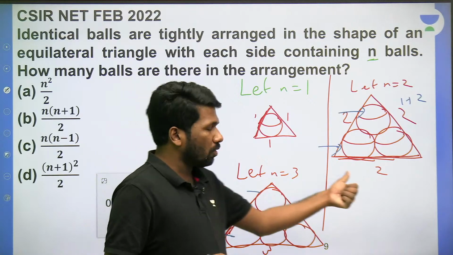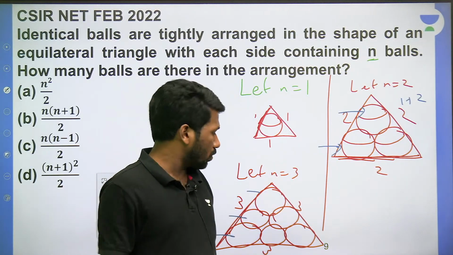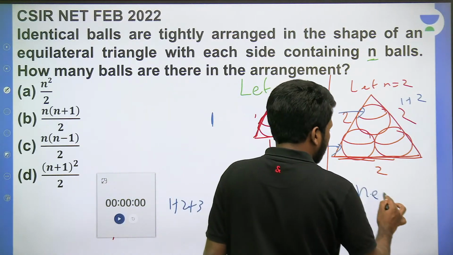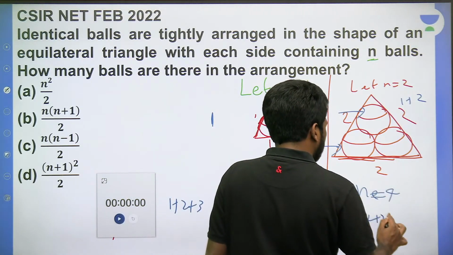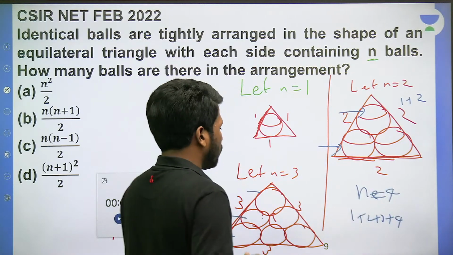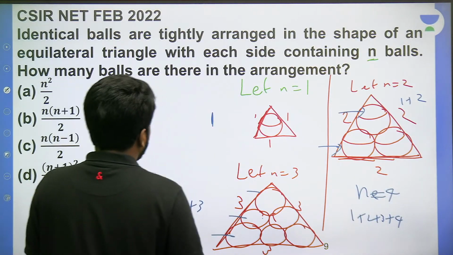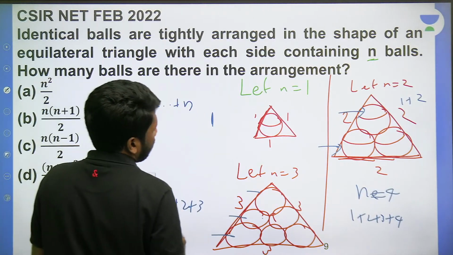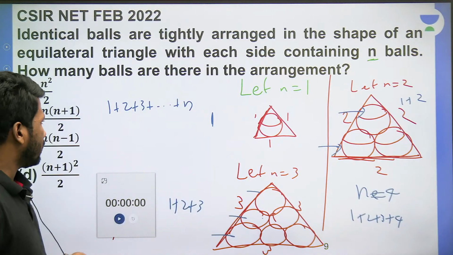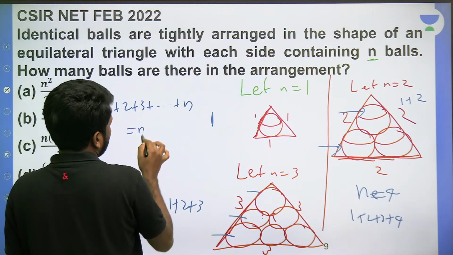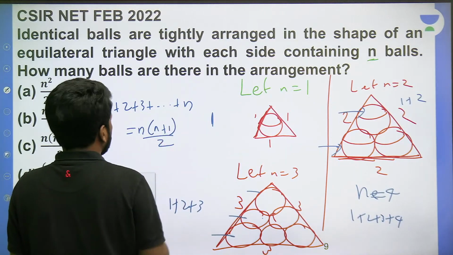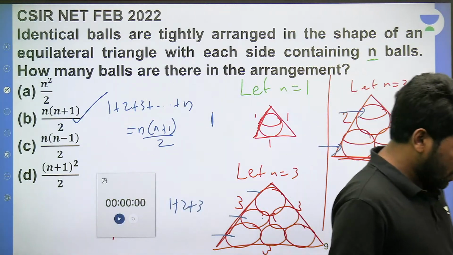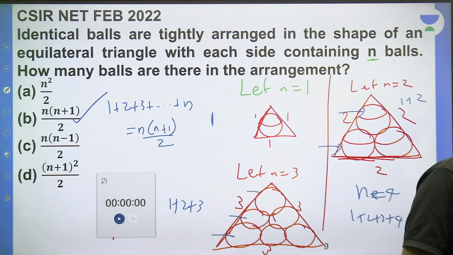So in the case of n equals 4, that means every side having 4 balls, definitely it will be 1 plus 2 plus 3 plus 4. And so on. That means for the general case n, 1 plus 2 plus 3 up to n will be the number of total balls. That is the sum of the first n natural numbers, that is n into n plus 1 by 2. n into n plus 1 by 2 is given in option B. So option B is the answer. So taking the example method will be very helpful here.